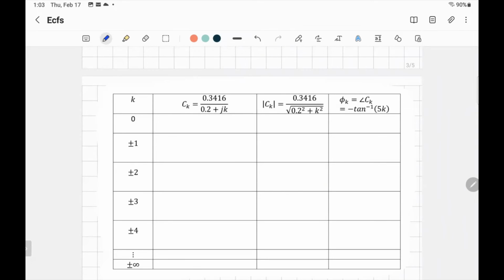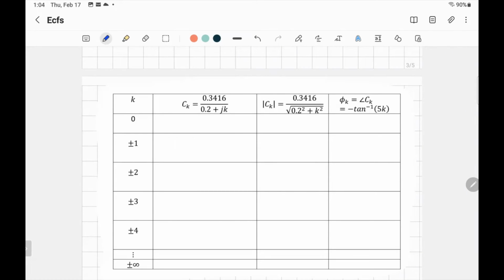Let me first make K equal 0, C0. C0 is supposed to be when you put K equal 0, then you have this number divided by 0.2. Check if you get the A0 that we got before. If you just divide 0.3416 by 0.2, see what we're going to get. Yeah, we got the same thing. Some situations are hard, and I'll tell you how.